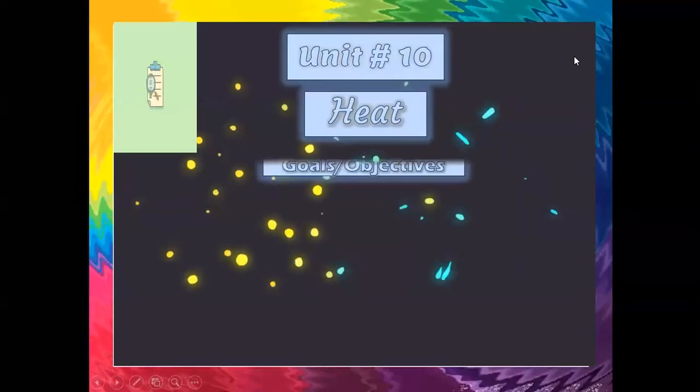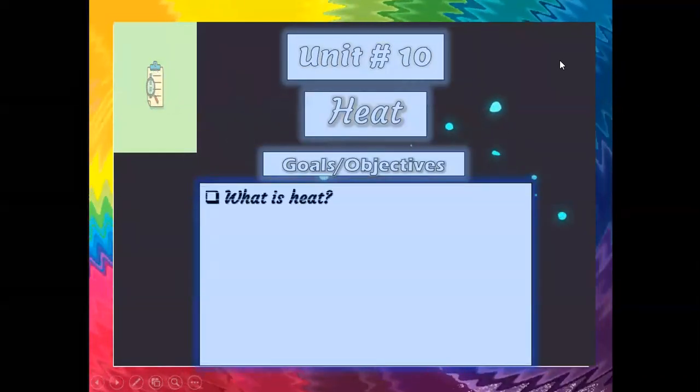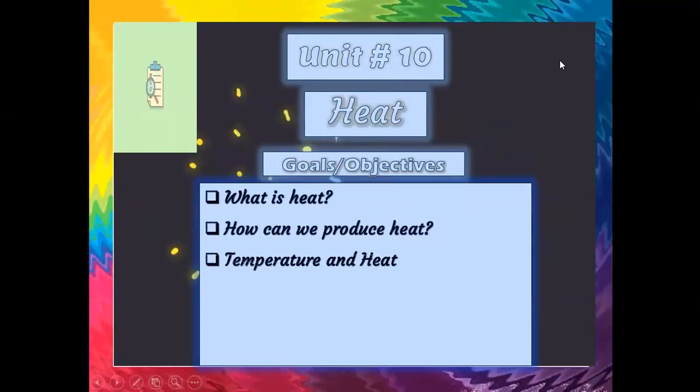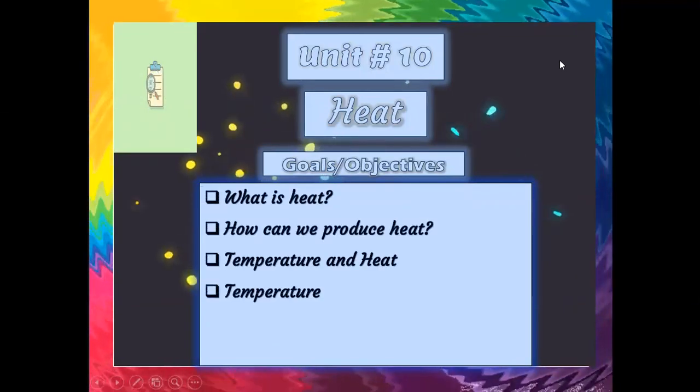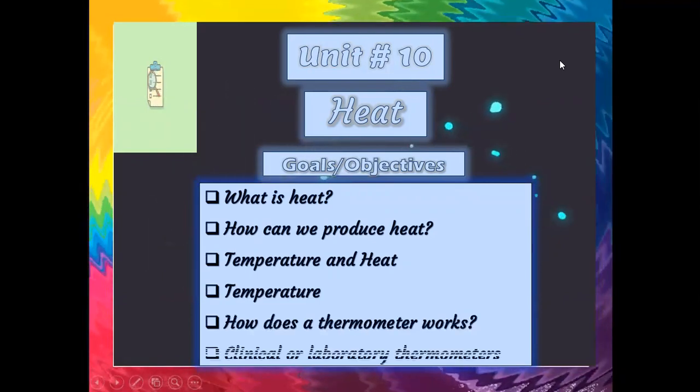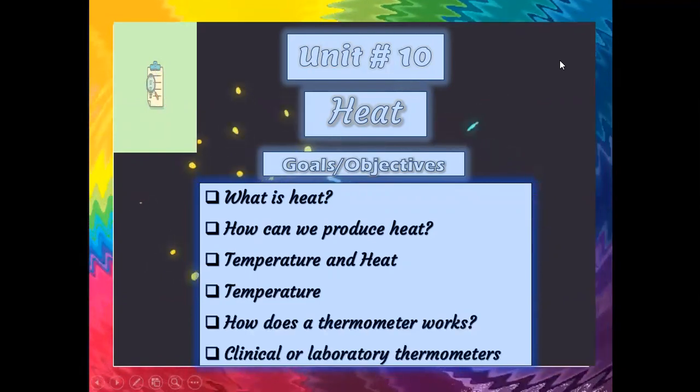Today's topic is unit number 10, heat, in which we learn about what is heat, how we can produce heat, temperature and heat, temperature, how a thermometer works, and clinical and laboratory thermometers.